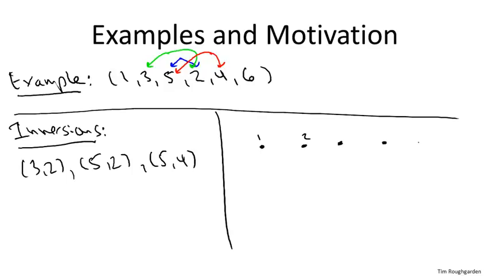Pictorially, we can think of it thusly. We can first write down the numbers in order, 1 up to 6, and then we can write down the numbers again, but ordered in the way that they're given in the input array. So 1, 3, 5, 2, 4, 6.